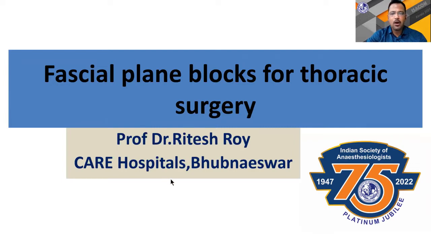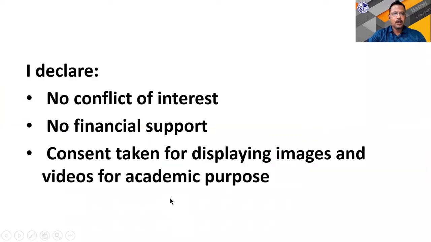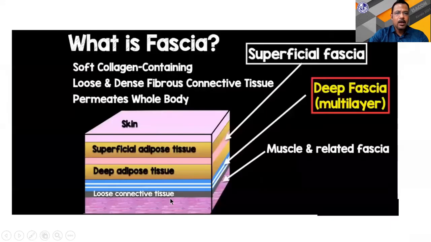Today, I will be speaking on fascial plane blocks for thoracic surgery. These are my declarations. Now, what is a fascia? Fascia is a soft collagen containing loose and dense fibrous connective tissue which permeates the whole body. And in the body, you have a superficial fascia, the deep fascia, and muscle and related fascia.